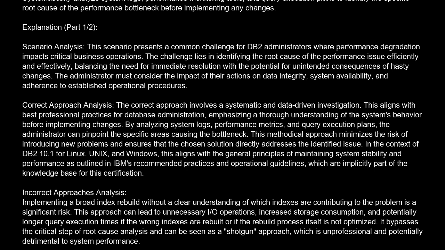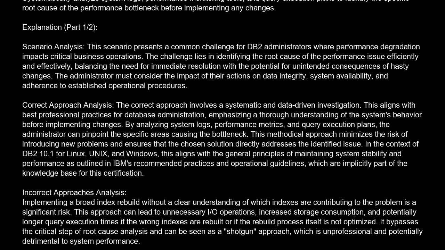issue. In the context of DB2 11 for Linux, UNIX, and Windows, this aligns with the general principles of maintaining system stability and performance as outlined in IBM's recommended practices and operational guidelines, which are implicitly part of the knowledge base for this certification. Incorrect approaches analysis.